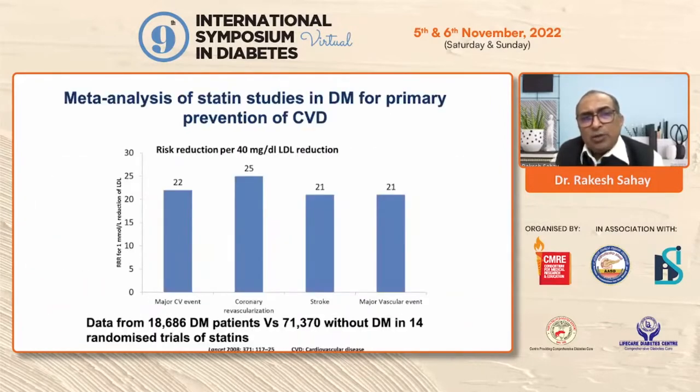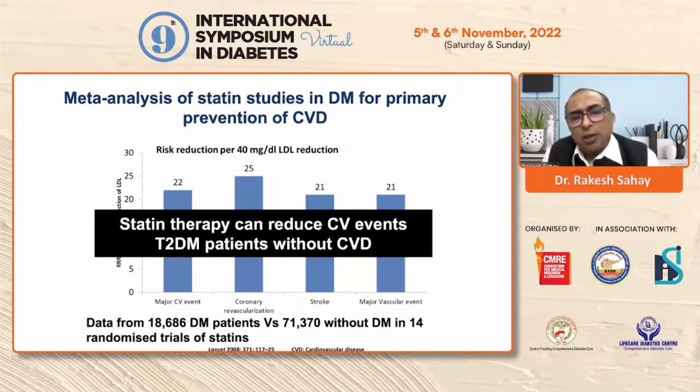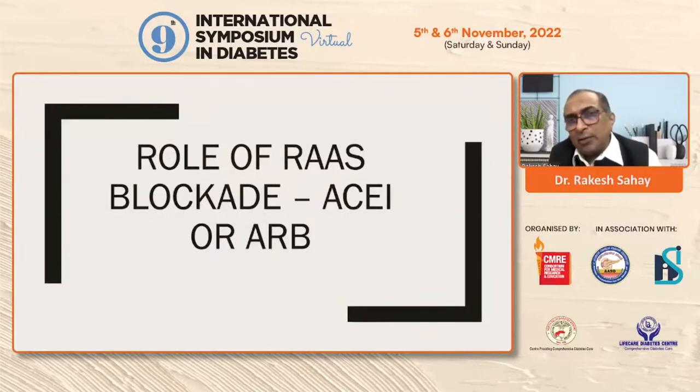Then if you look at a meta-analysis of all these studies on reduction in cardiovascular events, you find that there was a clear risk reduction per 40 milligram reduction of LDL cholesterol. You see a clear 20 to 25% reduction in the risk of major cardiovascular events, coronary revascularization, stroke, and major vascular events. All these came down by about 20 to 25%. So clearly, statin therapy reduces cardiovascular events even in patients without prior cardiovascular events, and clearly that has a benefit in terms of improving the survival of these patients.